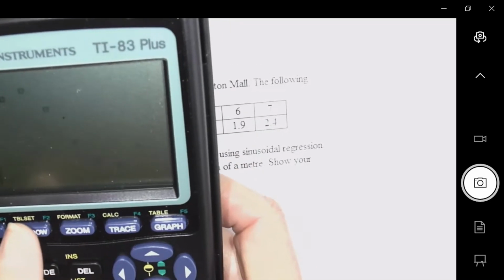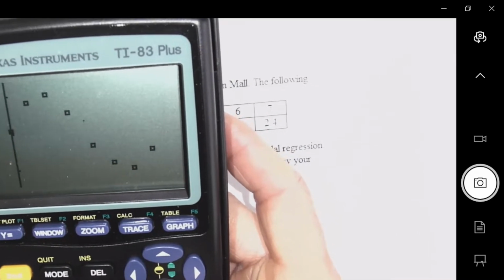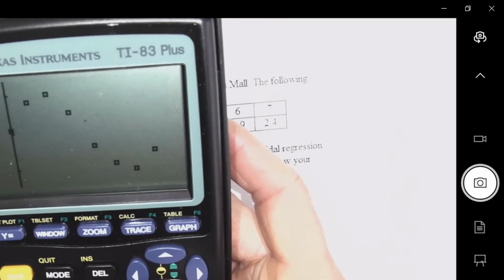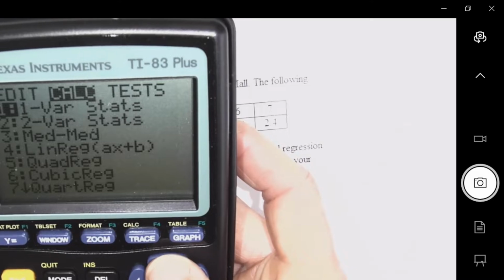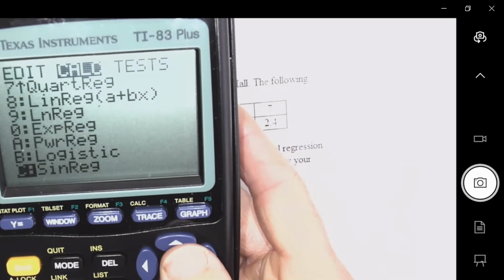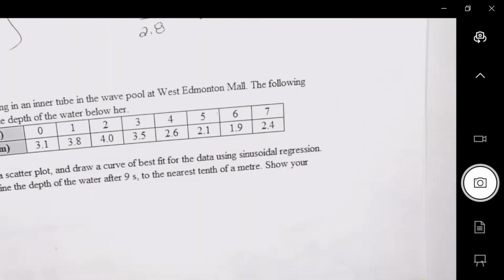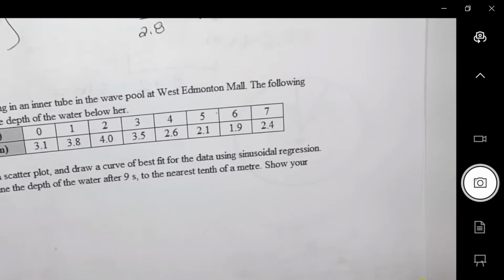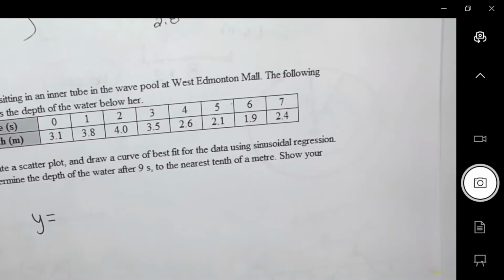Okay, zoom 9. So there's my curve. I can see that it's representing a sinusoidal, okay, because it's going up, down, up, down. Okay, stat calculate a sine regression. So always get me an equation. When you're writing your equation on your test, you're going to write y equals. Points were deducted a lot of times in that last test.